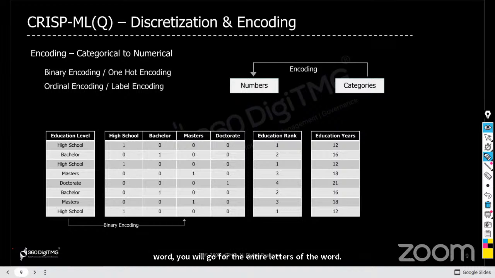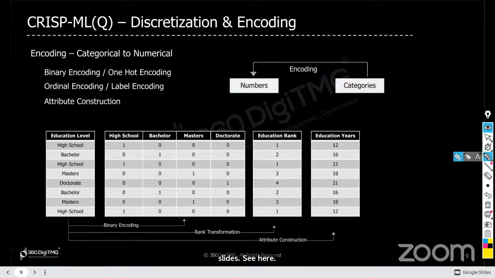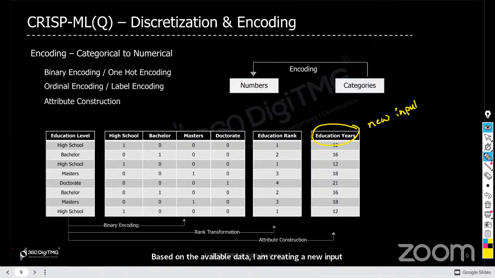And there is also one more thing which is present in the slide. See here. This is rank transformation or ordinal encoding. And the next one that we have is attribute construction. So what is attribute construction? There is no column called education years. But how did I get it? Based on the available data, I am creating a new input. Based on the available inputs, I'm going to create a new input, which is called attribute construction.